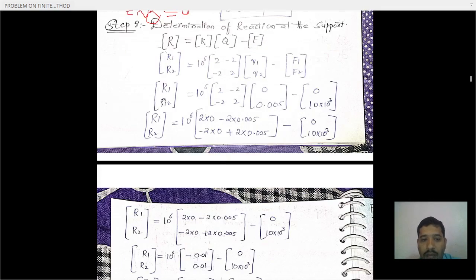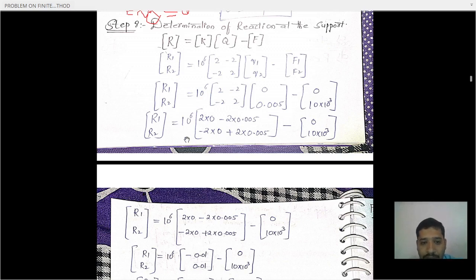Coming to this point, R1 R2 equals 10 power of 6 times 2 minus 2, minus 2 2. The nodal displacement Q1 is how much? We already saw Q1 is 0 and Q2 is 0.05. The nodal force at node 1 is 0 because it is the fixed end. The nodal force at node 2 is the force acting at the free end. How much force is acting at the free end? 10 into 10 power of 3 Newton.